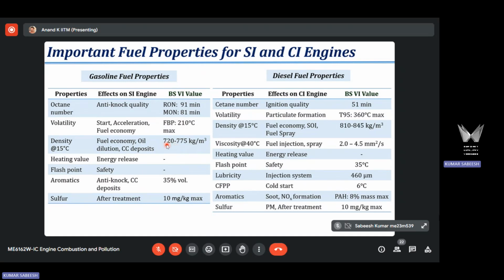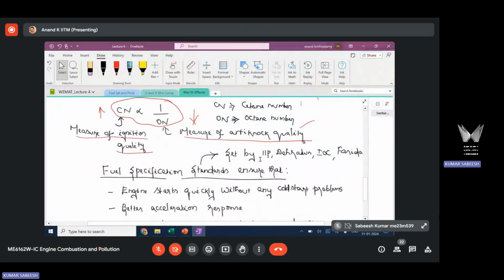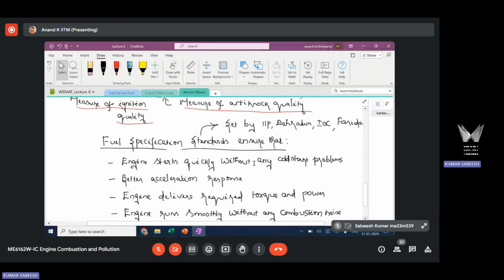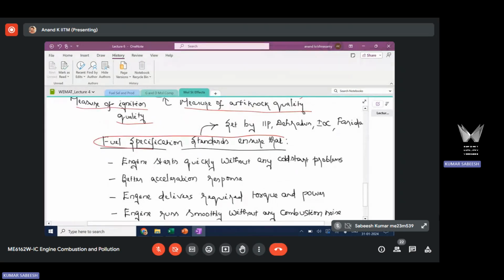Okay, so it may drop below this. If you drop below this, there are several effects. I will discuss this. Okay, so these are some legal requirements. Who is setting this legal requirement in India? Just now I said that we have a fuel specification standard.